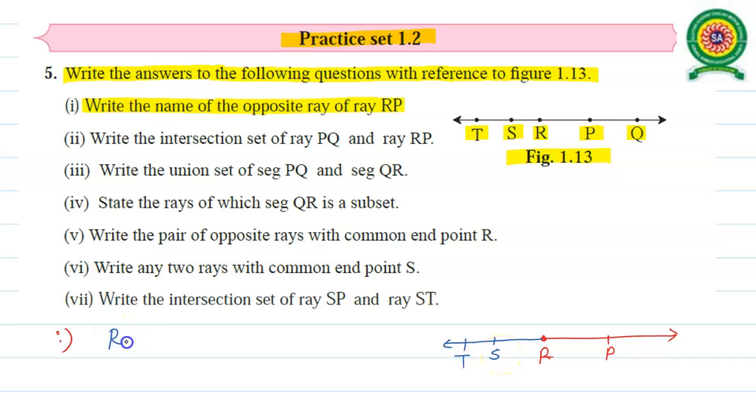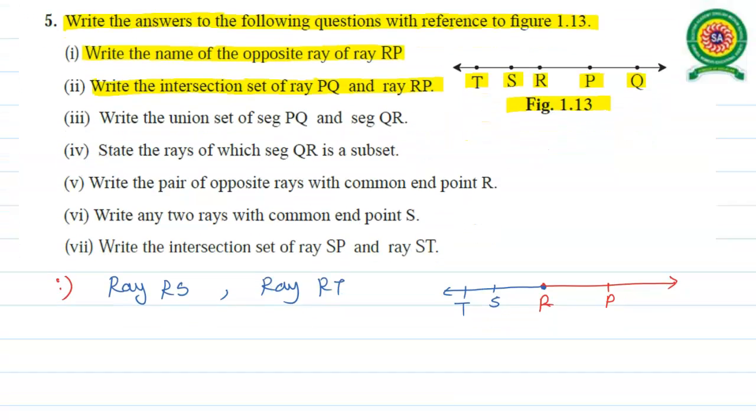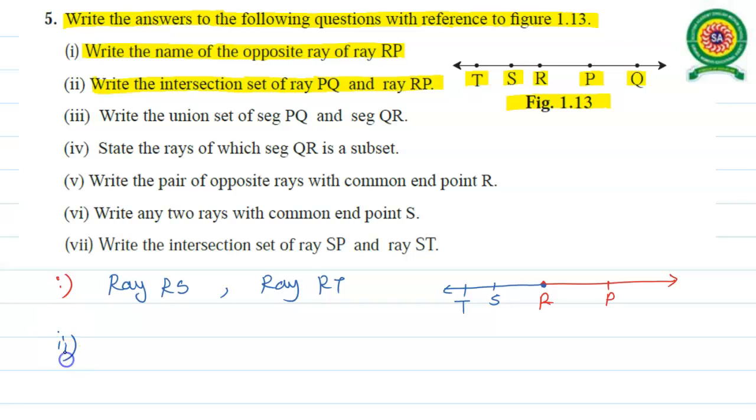So I am writing the answer. The opposite ray of ray RP is either ray RS, which starts from the point R, or you may write ray RT. Now look at the second sub-question. Write the intersection set of ray PQ and ray PR. Now let us try to draw ray PQ and ray RP. We have a PQ ray which looks like this, and next to it we have a RP ray which looks like this. Here we have P and Q, here we have R, then we have P, and then Q.